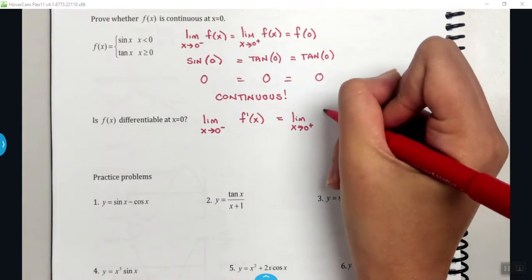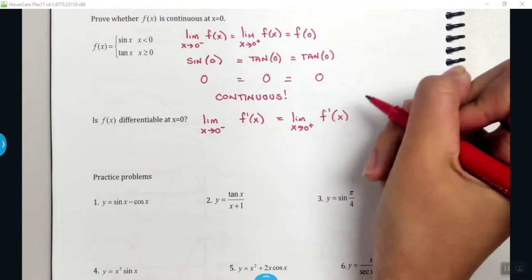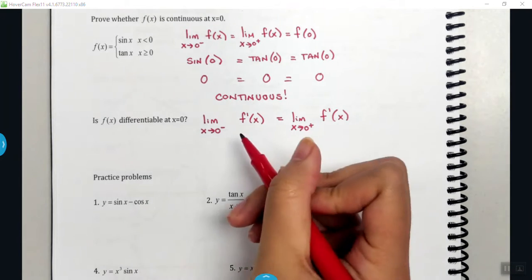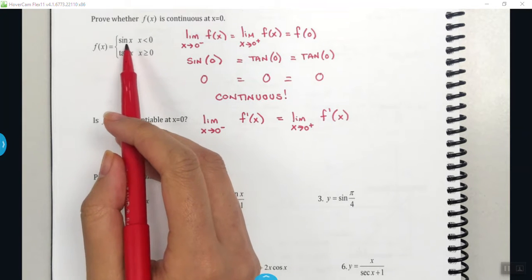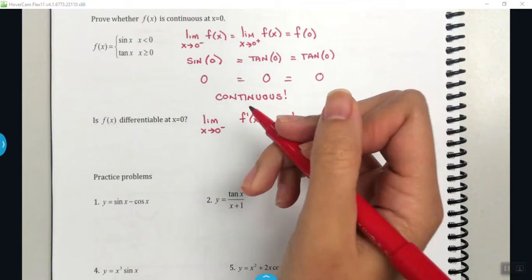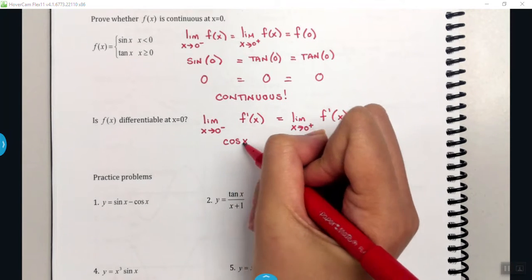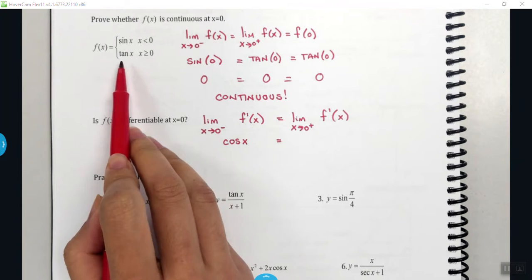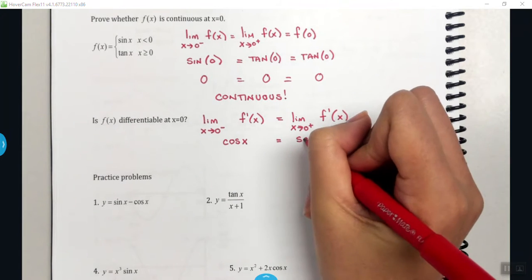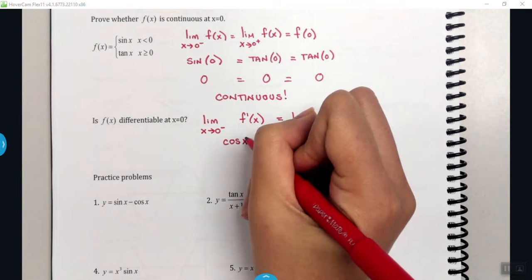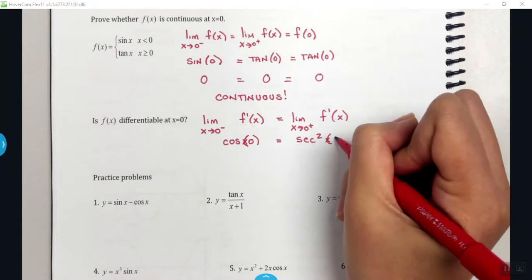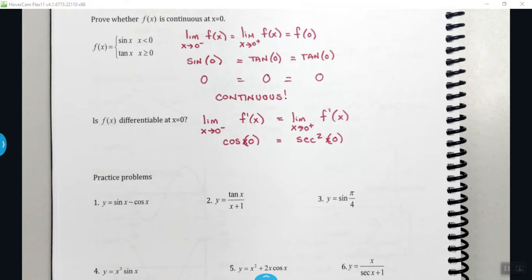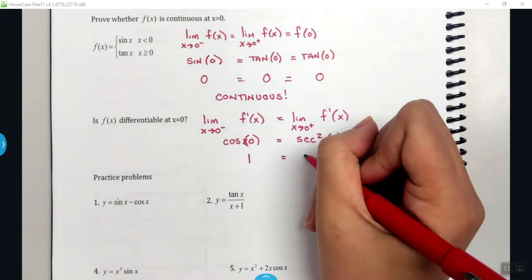The slopes should equal. Duh. Oh, see, I was gonna say that. Okay, so what is the derivative of sine? Cosine. What's the derivative of tangent? Secant squared. Okay, cosine of, oh, I should have put 0 in here. Cosine of 0 is 1. Secant squared of 0 is 1.